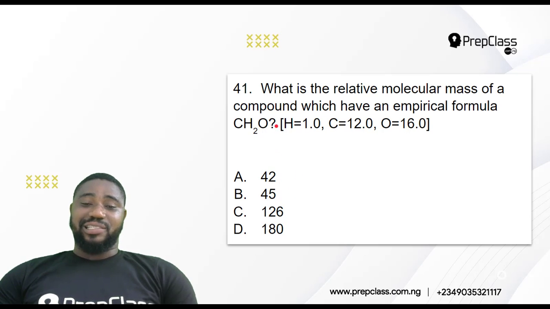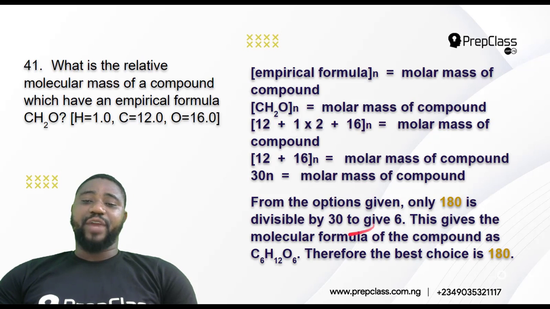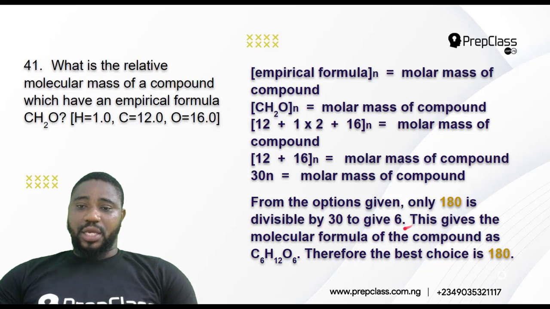So I'm going to be assuming that the compound they are talking about here is glucose or maybe fructose. Out of all of them here, only 180 is divisible by 30 without having a remainder. All of them will give a remainder except 180. Now, if you divide 180 by 30, you will get 6. This gives the molecular formula of the compound as C6H12O6, which is either glucose or fructose or any hexose sugar.